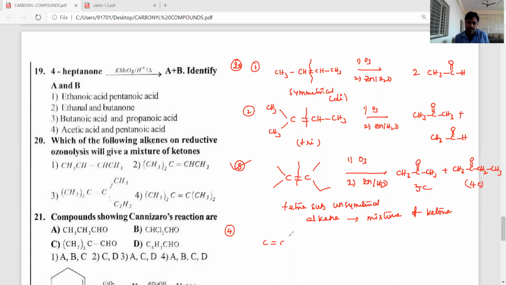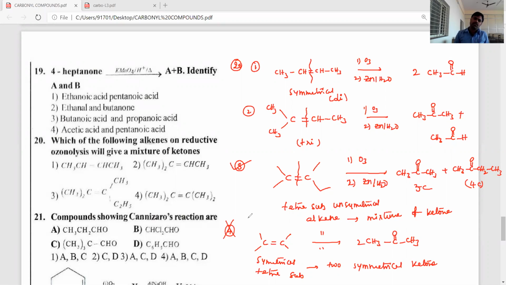And the fourth one is a symmetrical tetrasubstituted alkene. A symmetrical tetrasubstituted alkene is converted into 2 moles of a symmetrical ketone. Applying the same conditions, we produce CH3, C double bond O, CH3: 2 moles of acetone is the product. So the fourth option is producing ketones but not different ones. So the answer is the third one.